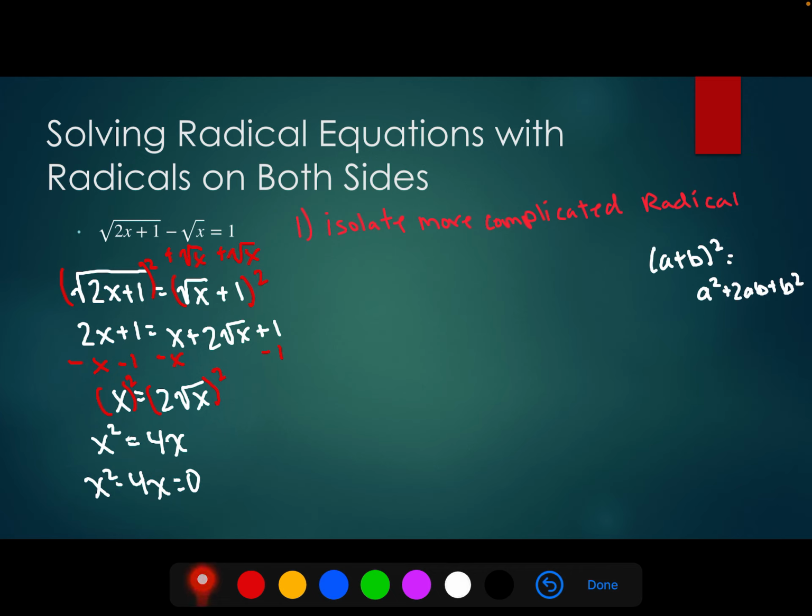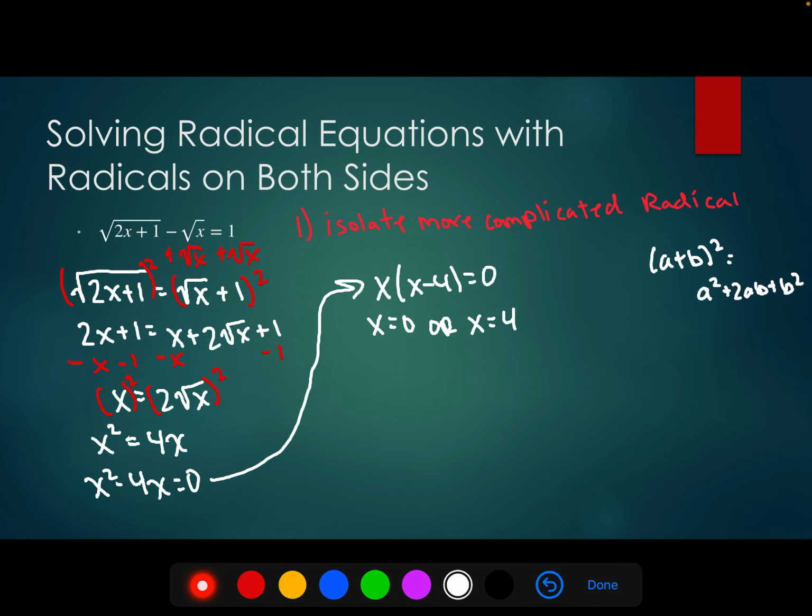Now we can solve this either using our quadratic formula, or we can just factor it. Factoring would probably be the easier way to go about it. So let's do that. After factoring, we will get x times x minus 4 is equal to 0. Now using that zero product property, we can solve for x. Here, x either has to be equal to 0, or x is going to be equal to positive 4. So we have our two solutions.